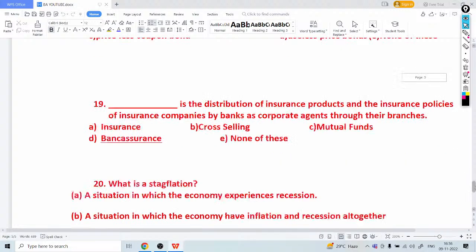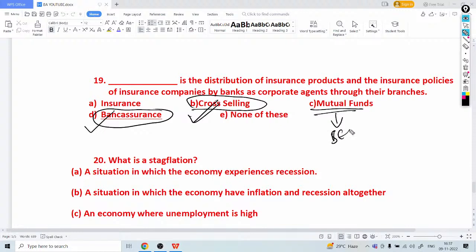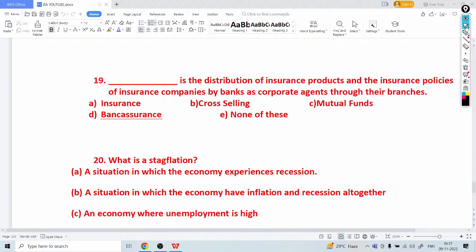Go to the next question. Distribution of insurance products and insurance policies of insurance companies by banks is known as bancassurance. If a bank provides insurance services or insurance in its branches, that is called bancassurance. Okay, if a bank provides services or products beyond its primary services, that is called cross selling. And in India, mutual funds are regulated by SEBI.